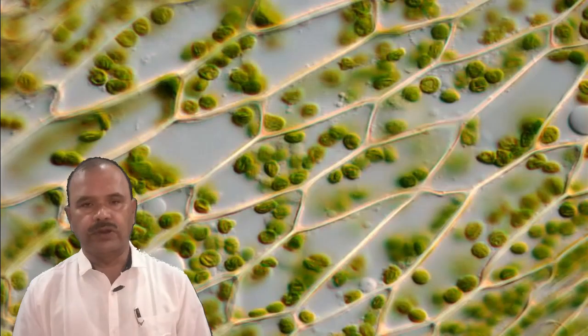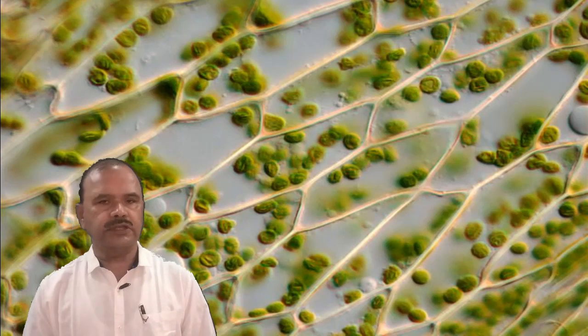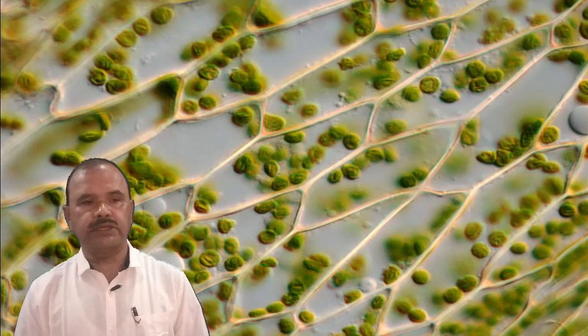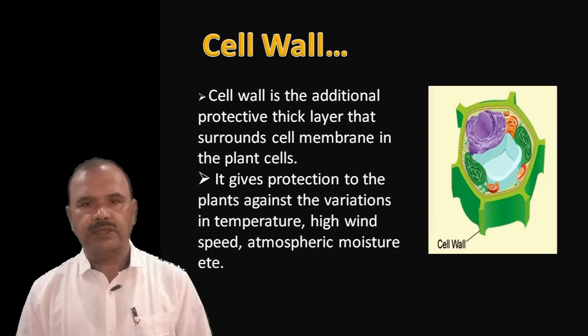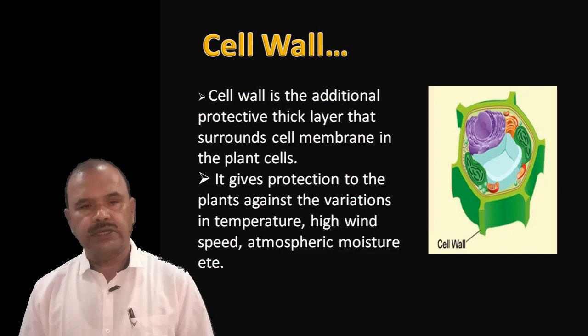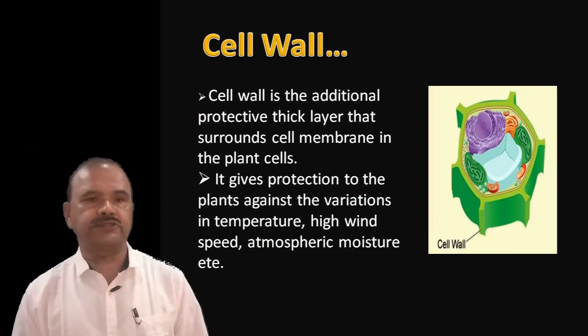Yes, the cell wall. In the plant cells there is an additional protective layer around the cell membrane, and it is called the cell wall. It is rigid, hard, and non-living in nature, and it gives additional protection to the plant cells.